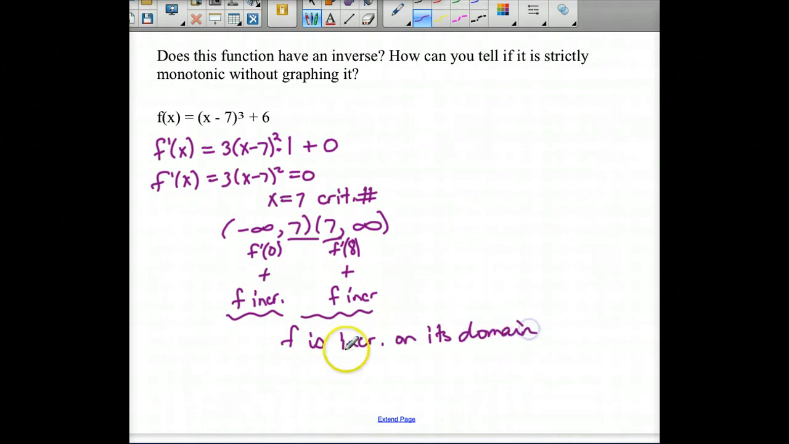Because the derivative is always positive. So does this function have an inverse? Yes, it does.